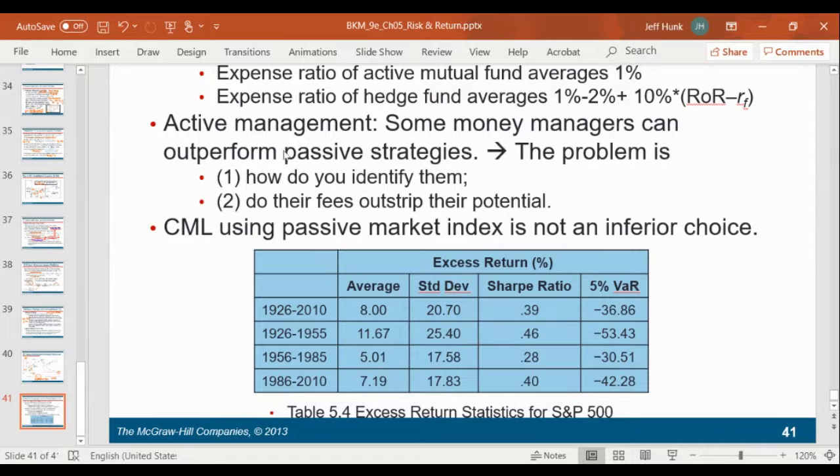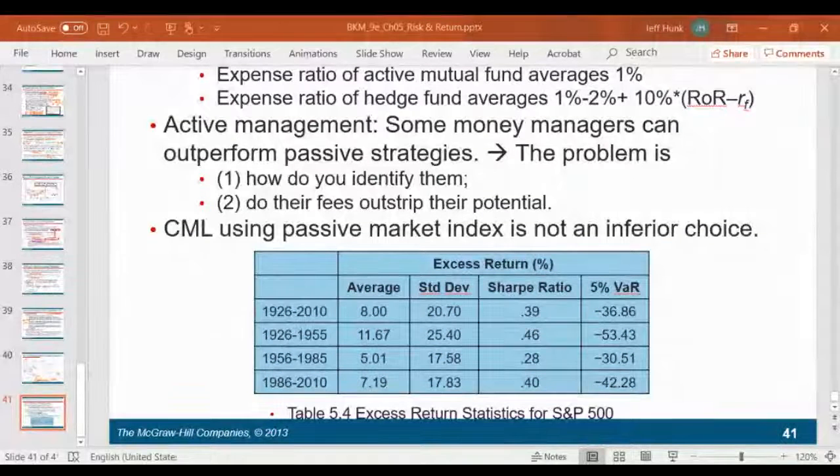And the 5% value at risk, that's something we already have seen. So this is not an inferior choice. It's not such an inferior choice. Hedge funds are not always beating this record, right?